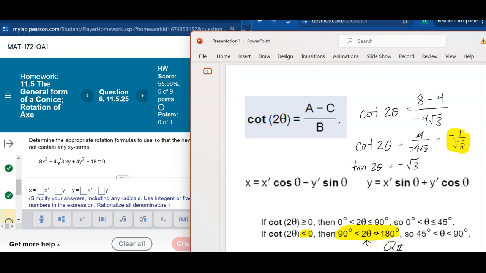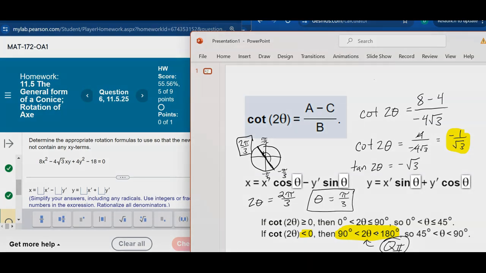When I do the inverse tangent, tangent of negative square root of 3 lands in quadrant 4, between negative pi over 2 and positive pi over 2. Tangent is equal to negative square root of 3 at negative pi over 3. That's in quadrant 4, but we need to be in quadrant 2. So we add pi to that, and that puts us at 2 pi over 3. That is the angle that 2 theta is equal to. Since 2 theta is 2 pi over 3, theta is pi over 3, just dividing by 2.